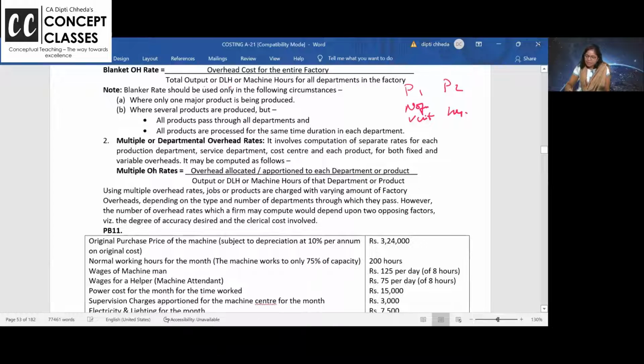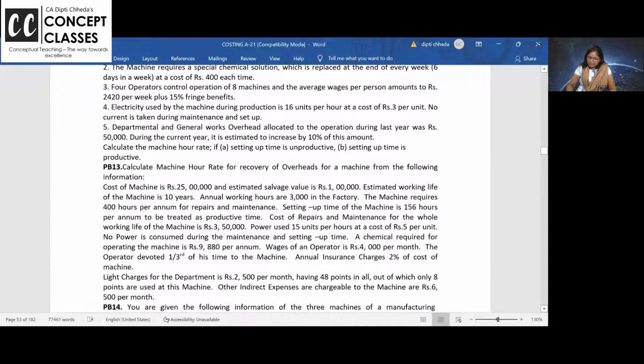Multiple overhead rate is used when each department has a separate denominator. Department 1 divides by the number of units produced. Department 2 divides by the number of labor hours. So it may differ. Multiple overhead rate is for each department and it may differ.